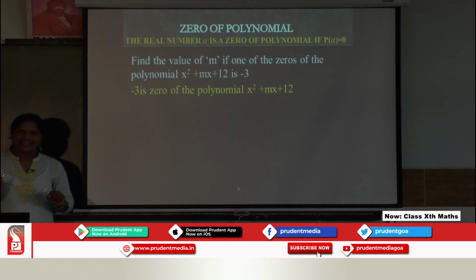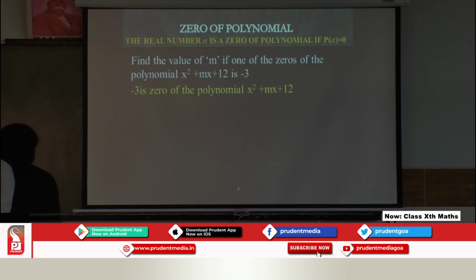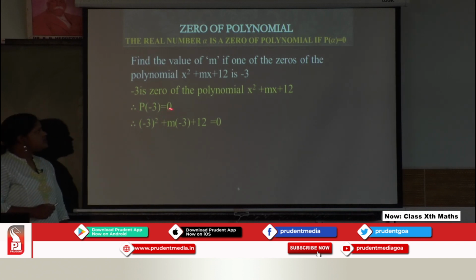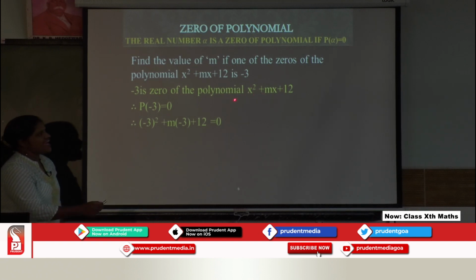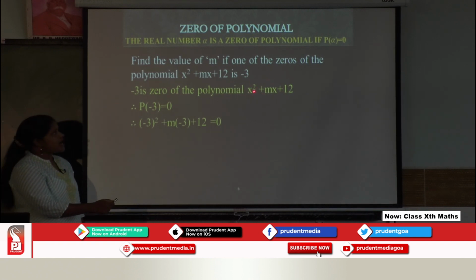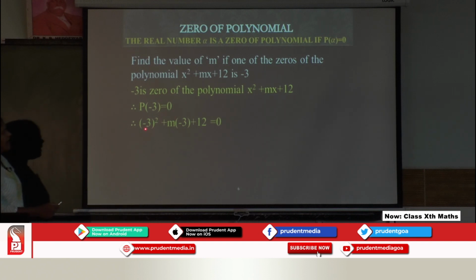So what do we do in the next step is that we have to substitute the value. Since minus 3 is 0, we can straight away write this. Therefore, P of minus 3 is 0. Now what is the polynomial? This is the polynomial. So wherever there is x, you substitute by minus 3. So you get minus 3 square plus m into minus 3 plus 12 is equal to 0.